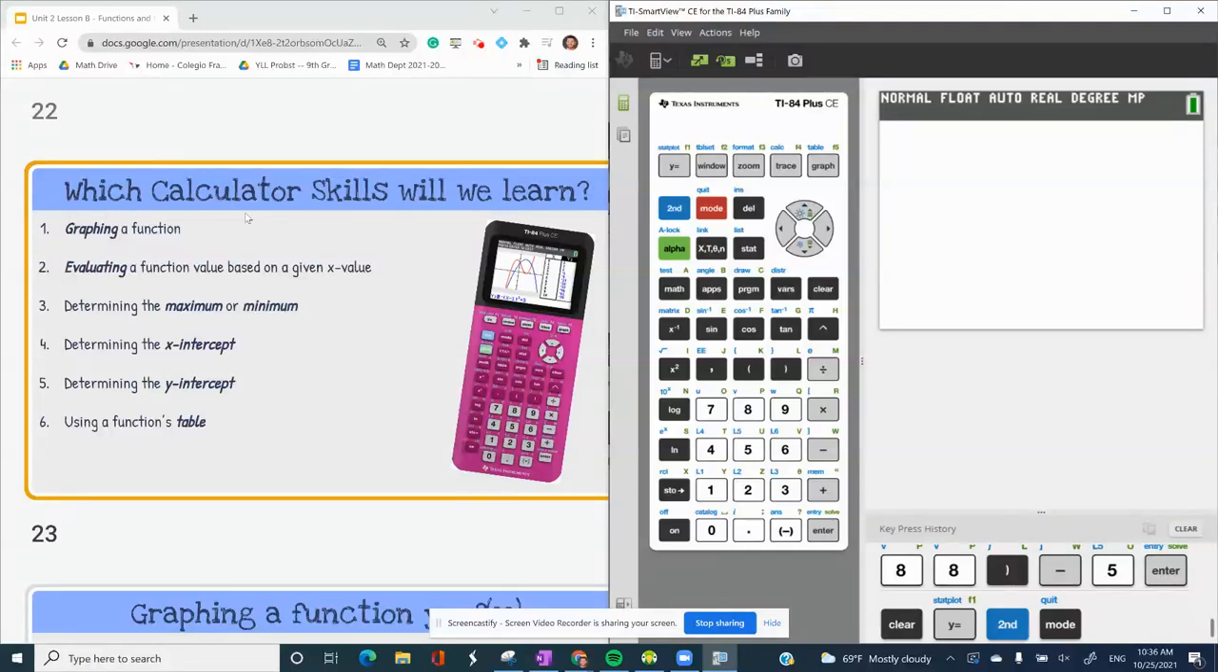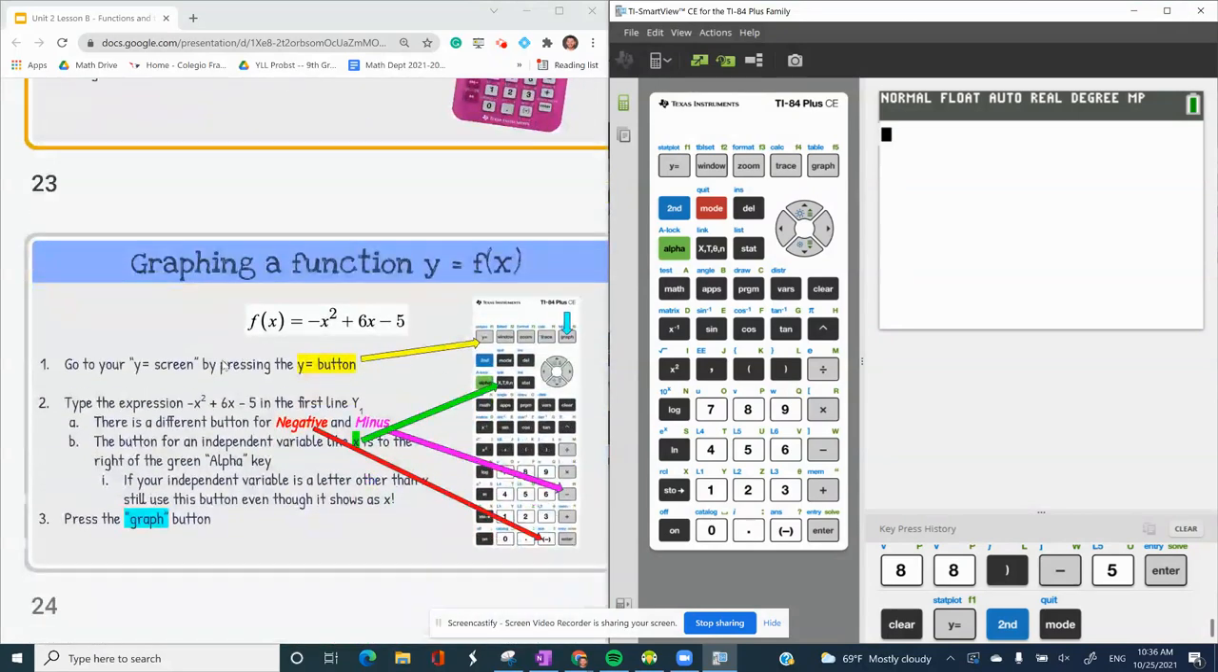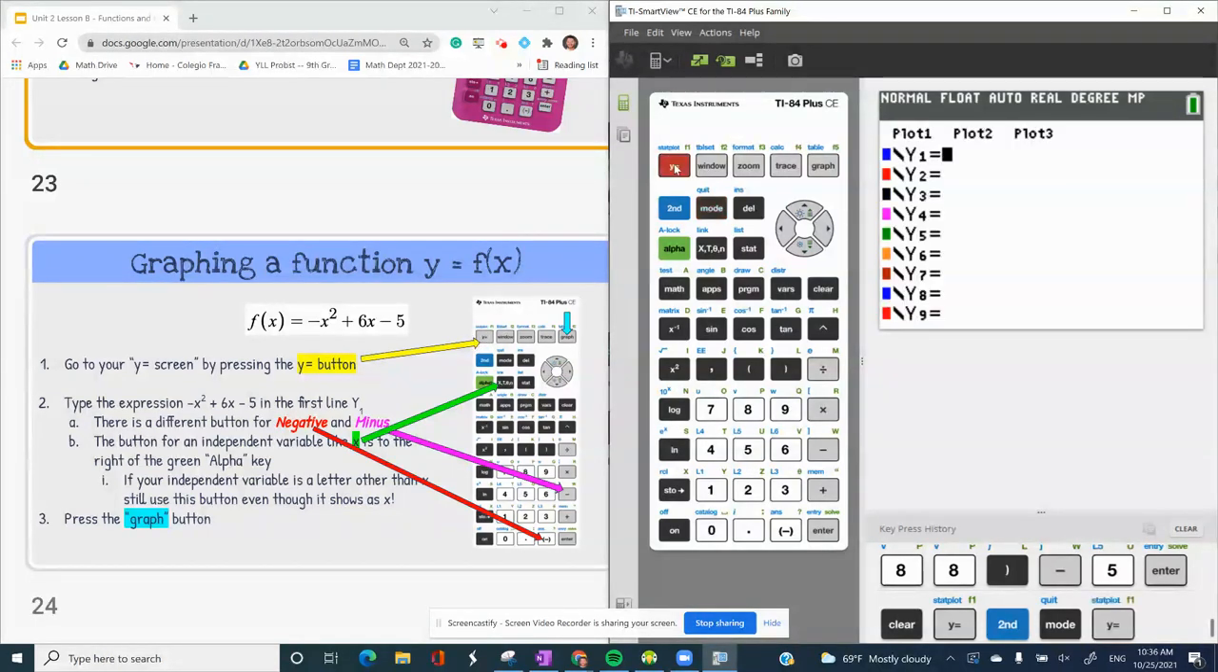All right, so we're going to learn some calculator skills. We're going to start with graphing a function. The way that we graph a function is that we go to our y equals screen. Let's graph this parabola. Your y equals button is right at the top left of your calculator. So I'm going to type the y equals button.